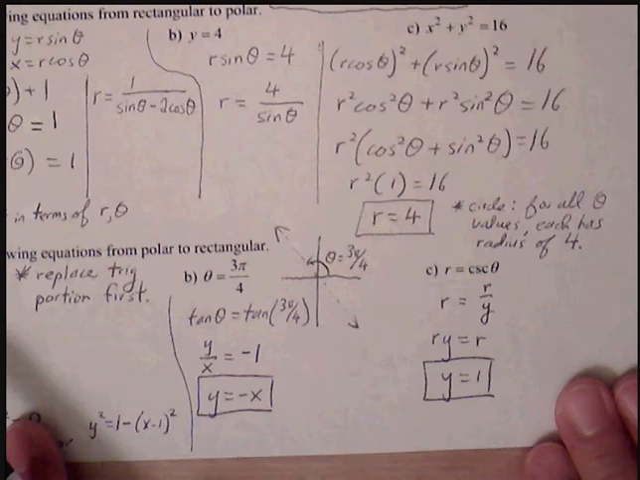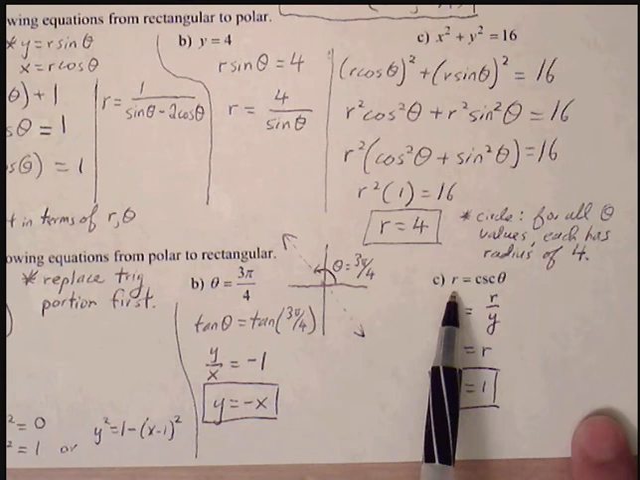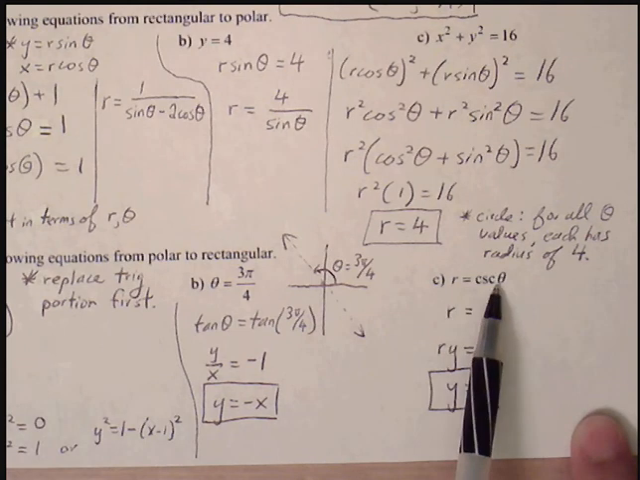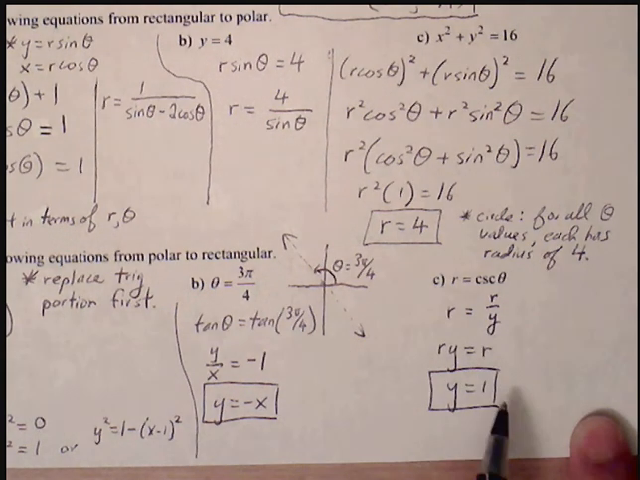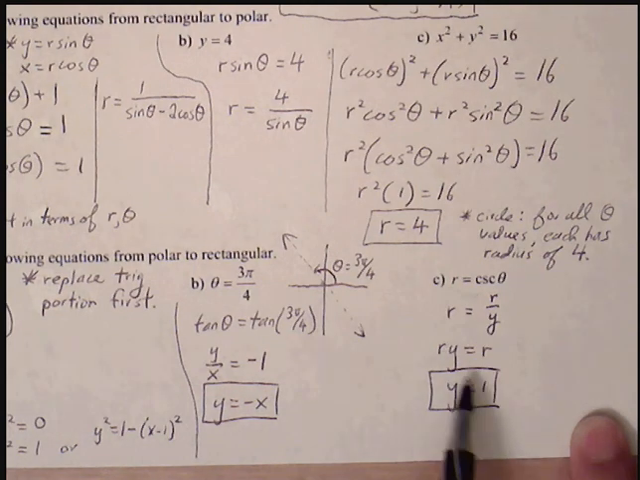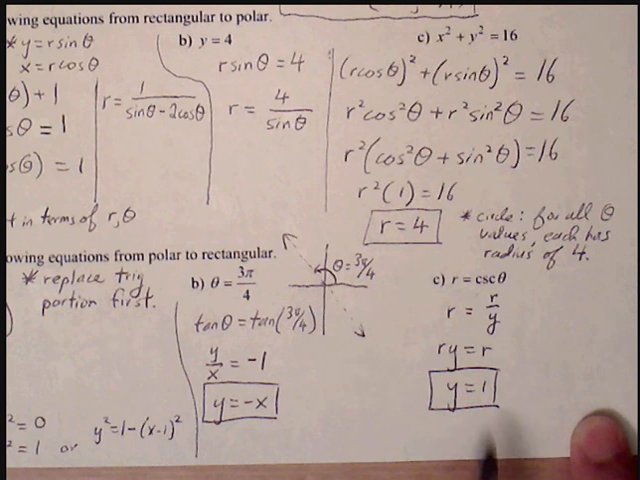Okay, finally part C, r is equal to cosecant of theta. Cosecant of theta is the same thing as 1 over sine of theta. Sine of theta is y over r. We flip that, we get r over y. And we move things around, get ry equals r, divide both sides by r. R over r is 1, so y is equal to 1.